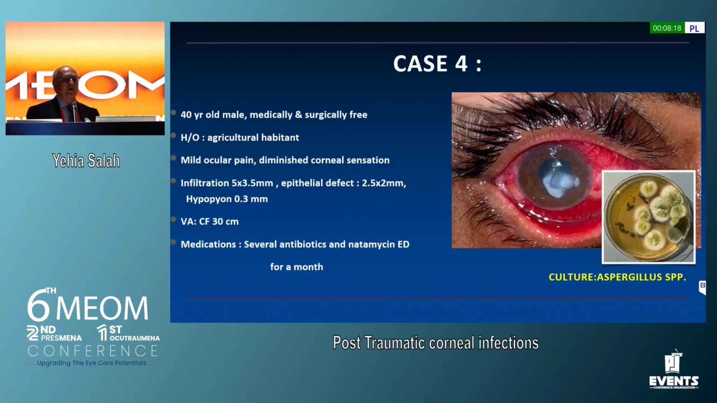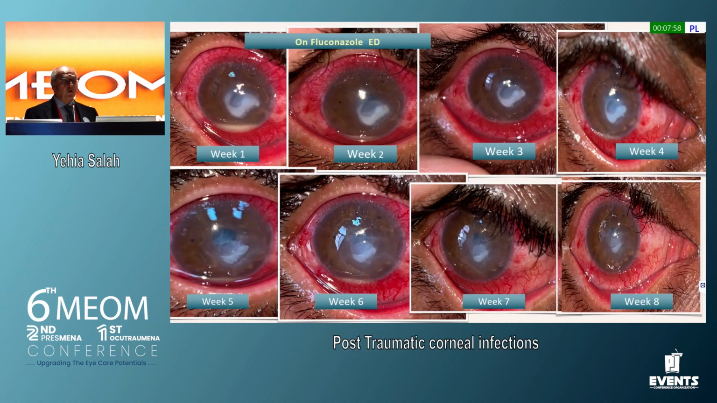Case number 4, a 40 years old male, agricultural habitant. This is the thing that we always think about, fungal infection. Again, we record the infiltration, the epithelial defect, and the hypopyon and how it looks. He was given several antibiotics, natamycin, in combination for a month with no improvement. Once we changed to fluconazole, which is Vifan, with the proper dosing and following up the patient in 1 week, 2nd week, 3rd week, 4th week, you see, it's a long period.